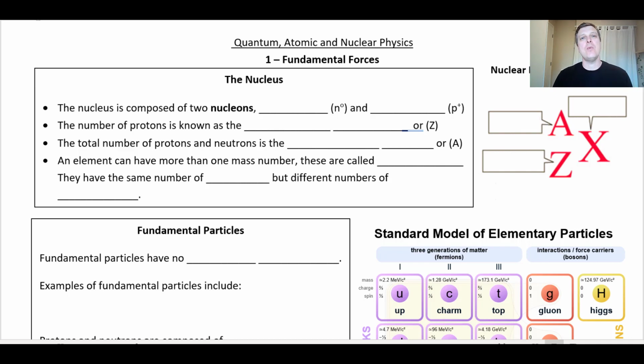So starting with nuclear physics and this idea of fundamental forces. So we talk about in our universe, we have fundamental forces that cause things to behave in certain ways, for planets to orbit suns and things like that. And so to understand these, we're going to dive into what's happening on a nuclear level when we zoom into atoms. So the nuclei are composed of two nucleons known as neutrons, which is given the symbol N0, and protons.